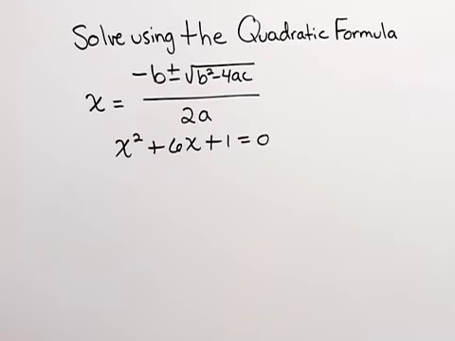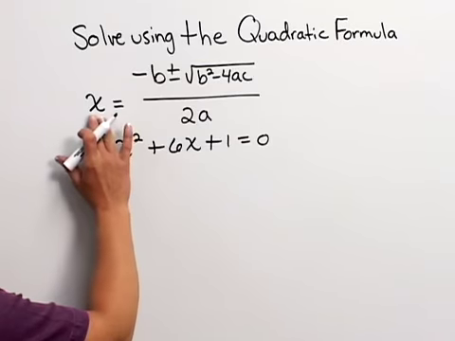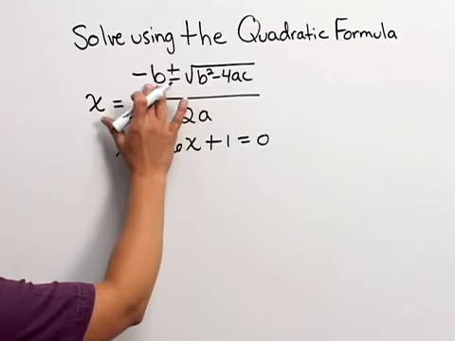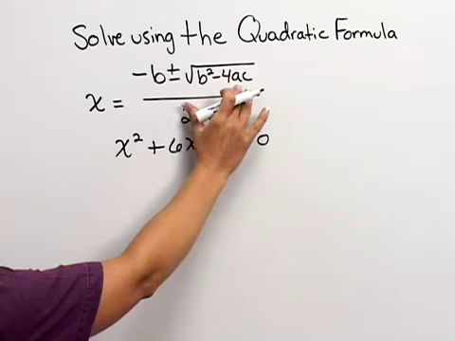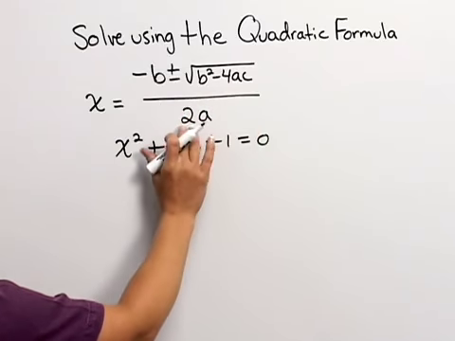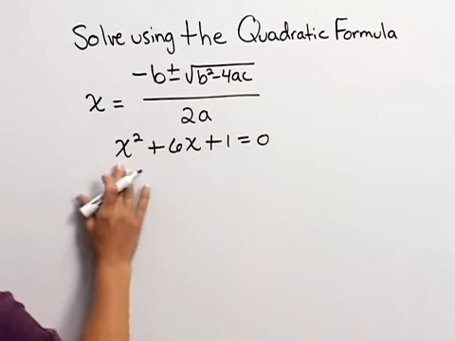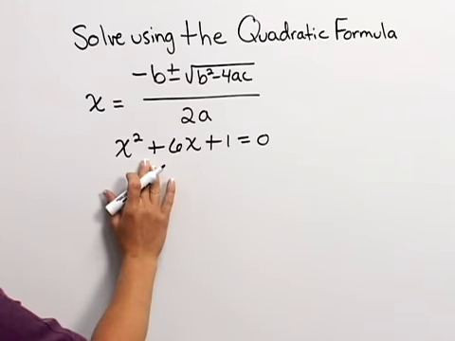Solve using the quadratic formula. Remember that the quadratic formula is x equals negative b plus or minus the square root of b squared minus 4ac all over 2a. We need to read our a, b, and c off of this equation.